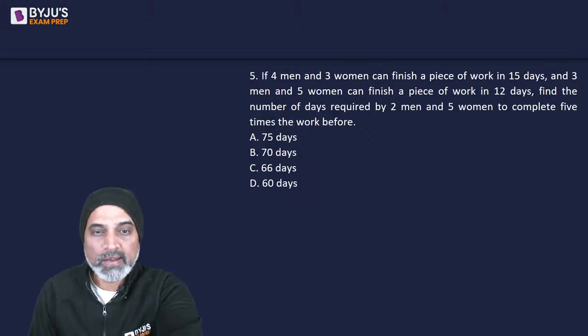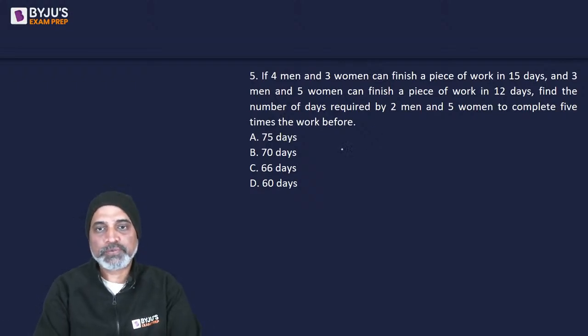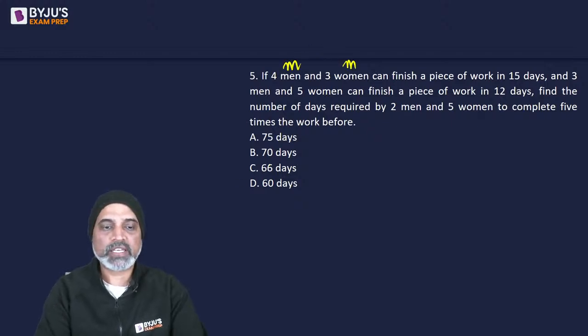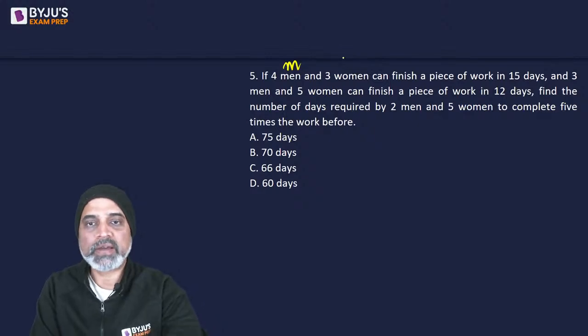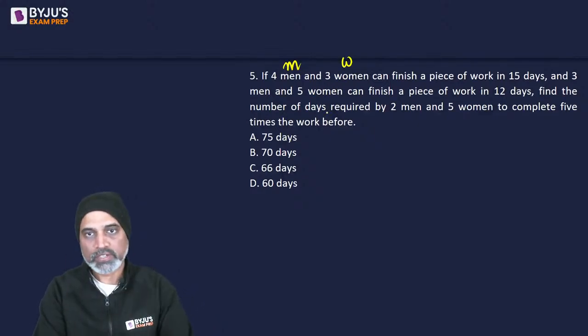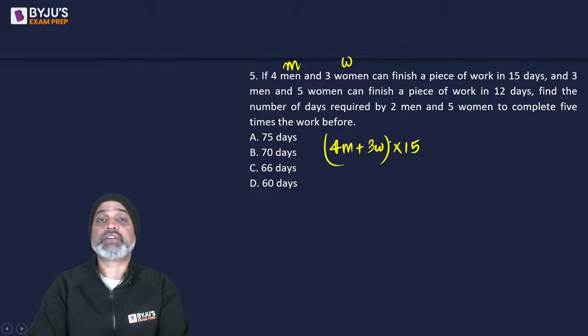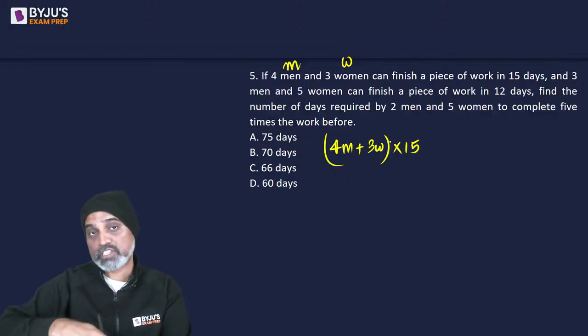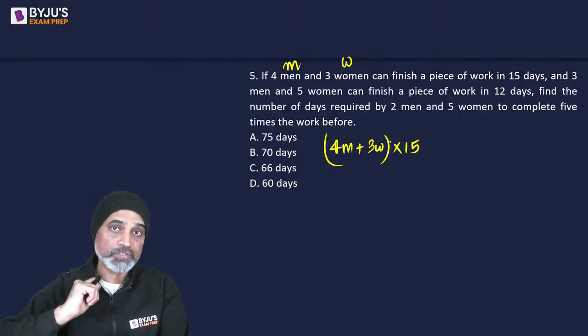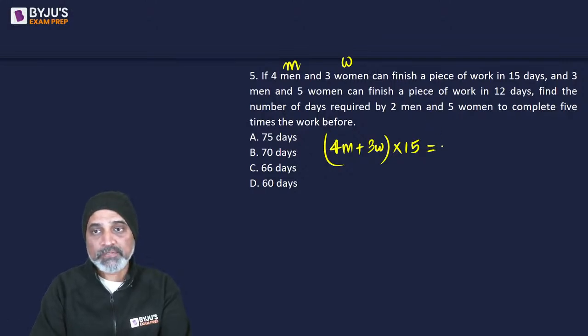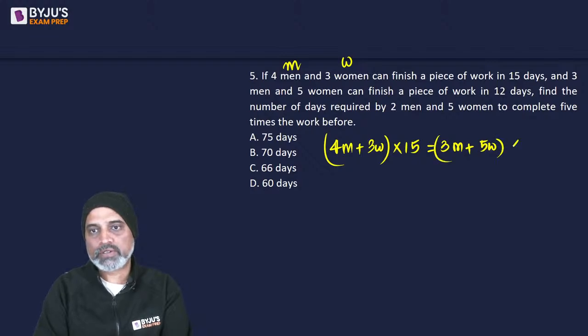So in this case, what we will be doing is we will assume that the efficiency of a man is M and the efficiency of a woman is W. Okay, 1 man and 1 woman have efficiencies M and W. So as per the question, 4 men and 3 women can finish a piece of work in 15 days, right? Work is given as the number of people into their efficiency, into the duration for which they are working. And the same work is being completed by 3 men and 5 women in 12 days.